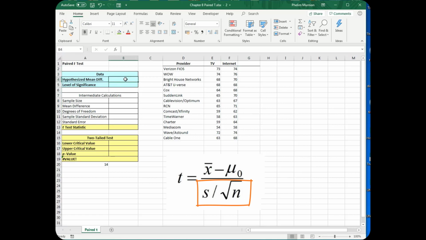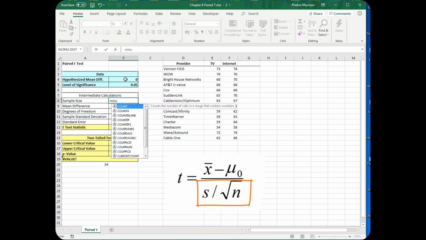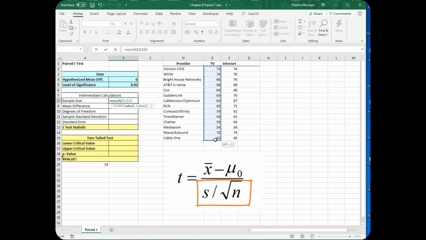So the hypothesized mean difference is 0. The level of significance we've decided we want is 0.05. This is the common one. So we want to be at 5%, we want to get a 5% significance level. The sample size is equal to the count of these. Yeah, it's the sample size.